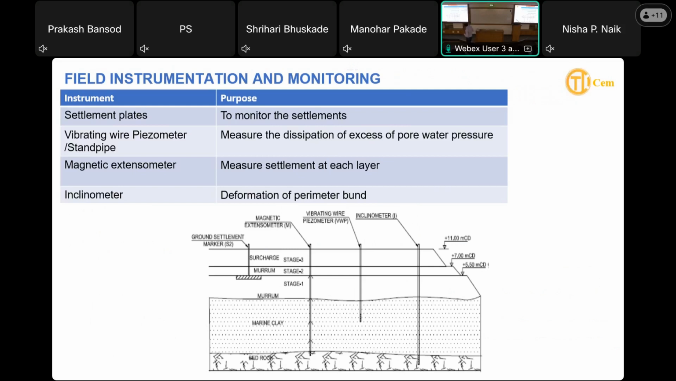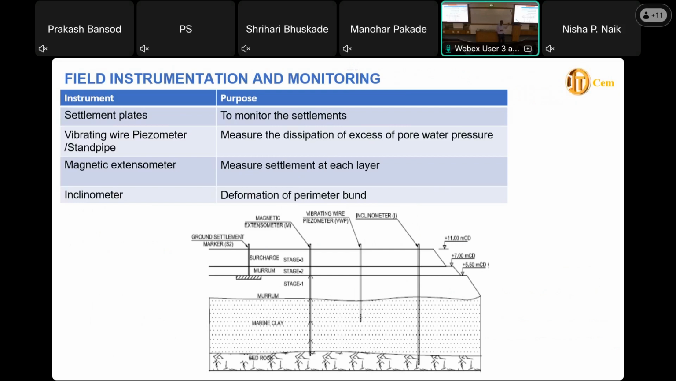Then vibrating wire piezometers. Generally we put them at the middle of the clay. Because there your pore pressure dissipation will be less. At the top and bottom you will have another drainage, the vertical drainage, which will also help. So the critical point is the middle, and we have to put it in the middle. Practically, putting it in the middle is a little bit challenging, because you do not know the clay thickness. So how do you know the middle? You can know only the theoretical clay thickness, but not the exact location.